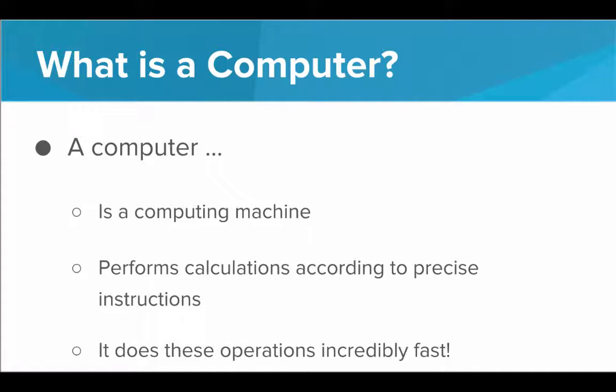And really, the only thing that separates a computer from a human is that it can do these operations incredibly fast. It's doing very simple mathematical operations. A second grader could do the mathematical operations that computers do. The only difference is that a computer can do it at lightning speed, millions, billions of times per second.